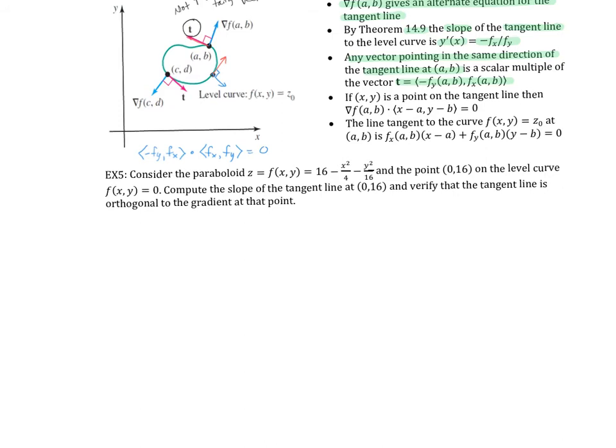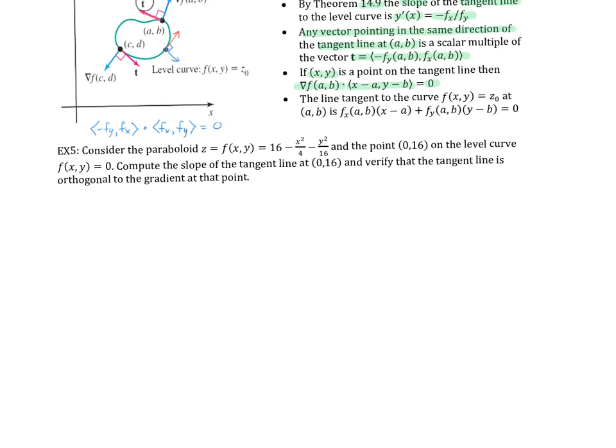And if you take any point on the tangent line, any point (x, y), create the vector (x minus a, y minus b), and you dot it with the gradient vector, they're also orthogonal, and that dot product will be 0. So this finally brings us to the tangent line to our curve.